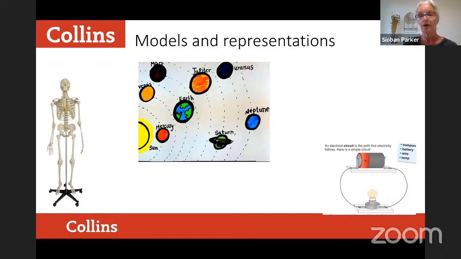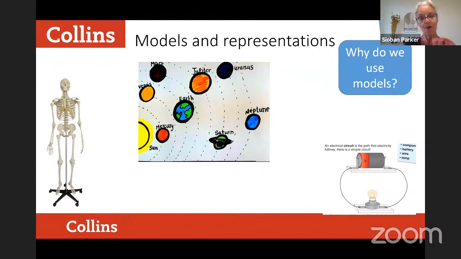I don't know about you, but when I first heard about this new substrand, the image of the skeleton at the back of the science lab came to mind. It was like when I was at school a long time ago, we had that dusty skeleton in the cupboard that would only come out once a year. Models and representations is a lot more than that. Now, perhaps you would like to use the chat box to tell me, why do we use models?